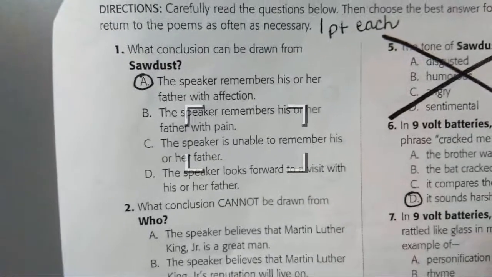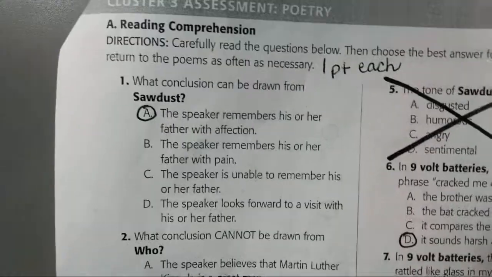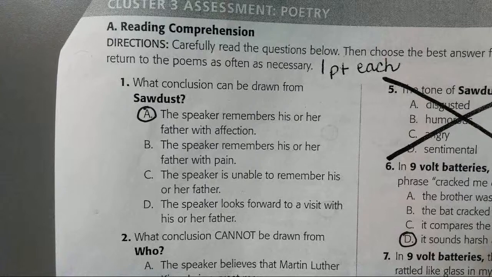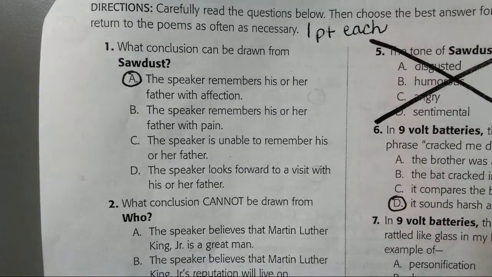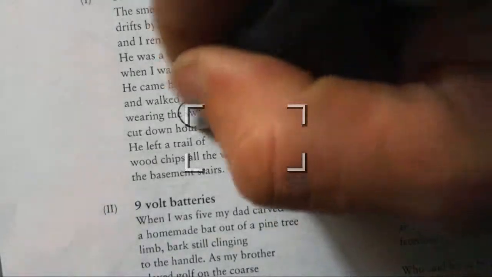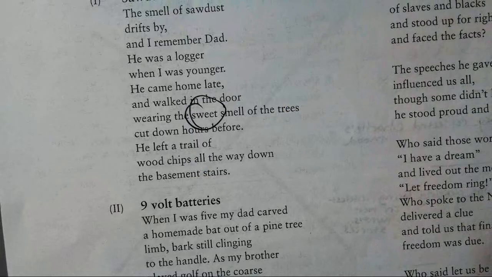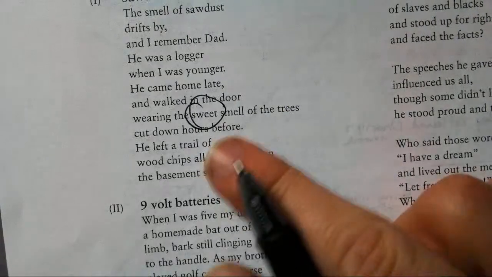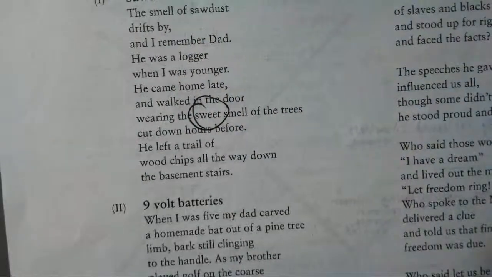Alright, number 1. What conclusion can be drawn from "Sawdust"? This is under reading comprehension. The speaker remembers his or her father with affection. Yeah, right? If you look back to "Sawdust," she liked him. And the word that told me that she liked him was this word right here, sweet. If you don't remember your dad with affection, you're not going to use the word sweet. You would have said, wearing the horrible smell of trees. So I know that she loved him.